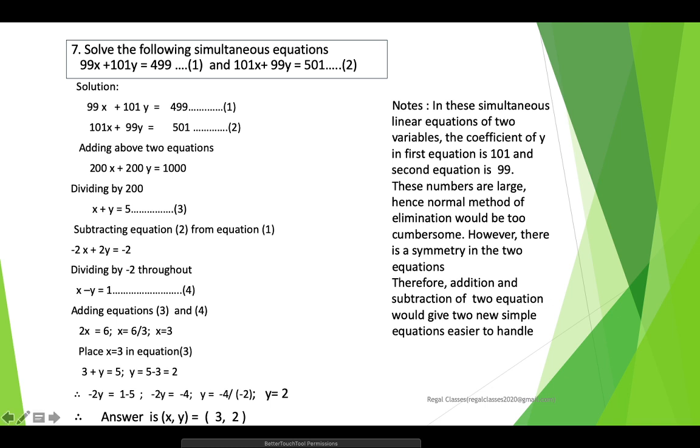Here there is a mistake in the second line. This line you cancel. Assume this line is cancelled. This has come out from some other previous problem.